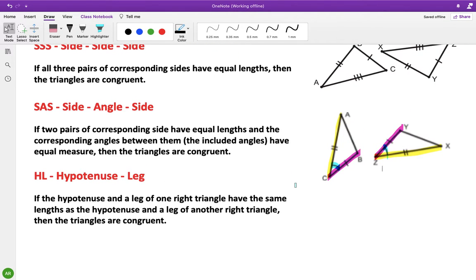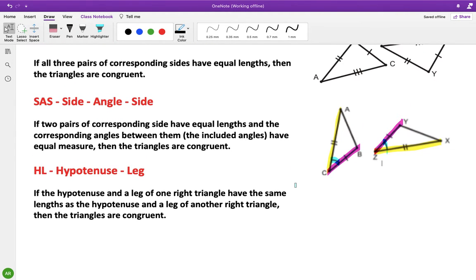Okay, hypotenuse leg is the last one. This one we're not going to really talk about more than this because we're all familiar with the Pythagorean theorem. If we know a hypotenuse and one leg of a right triangle have the same lengths as the hypotenuse and the leg of another right triangle, the triangles are congruent.